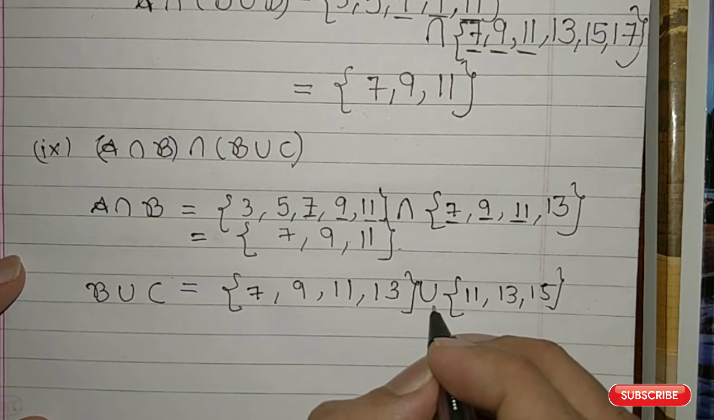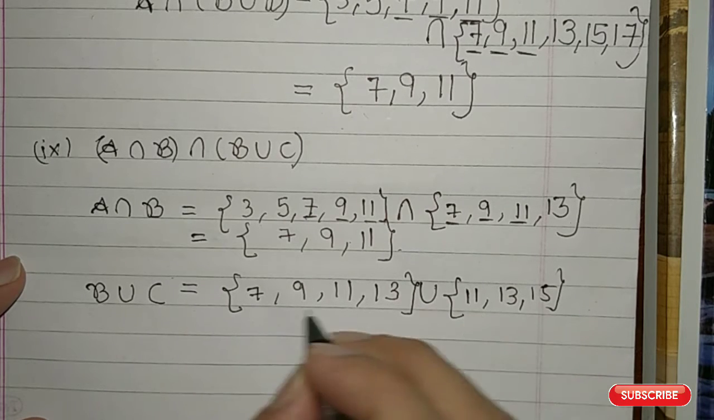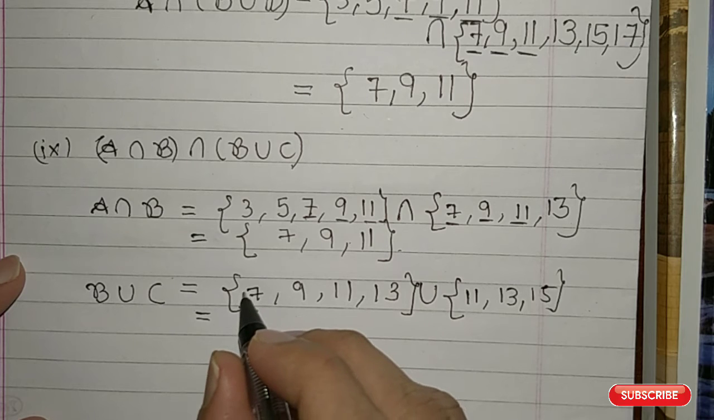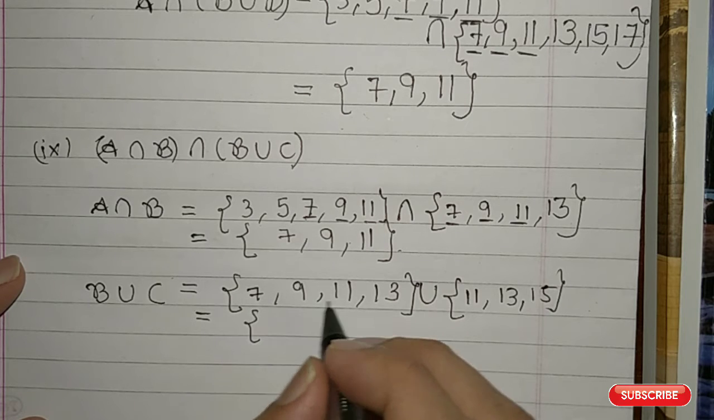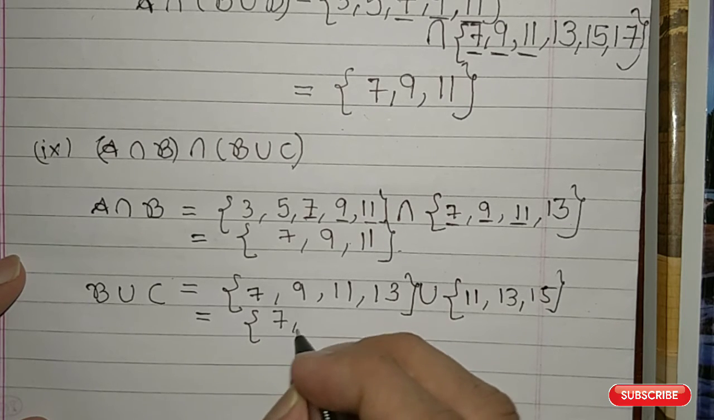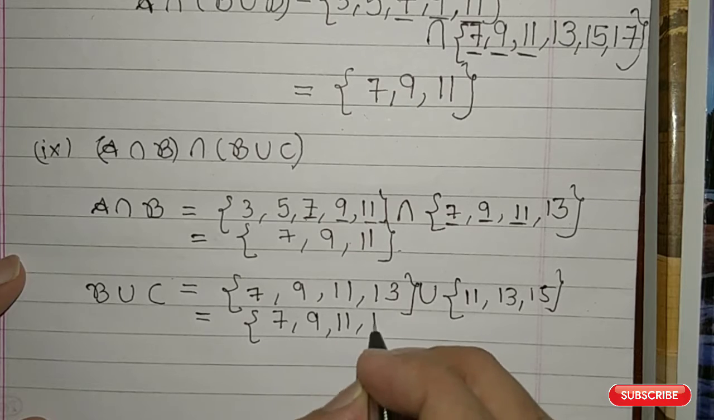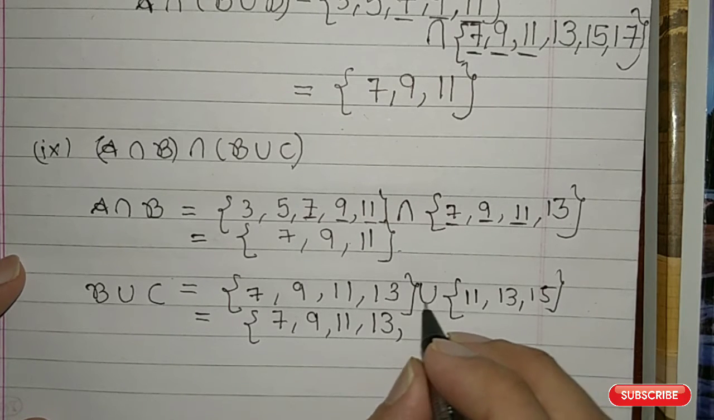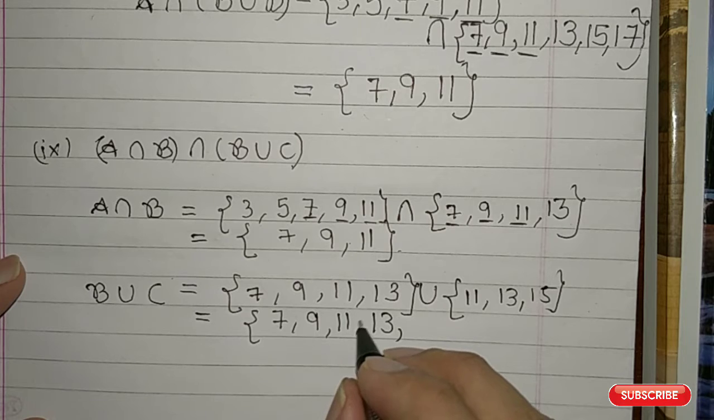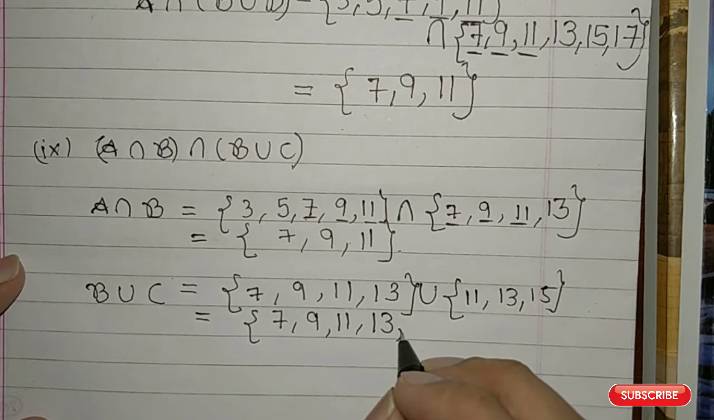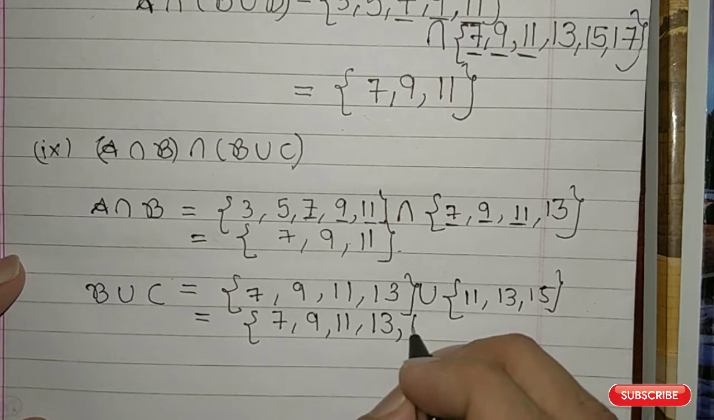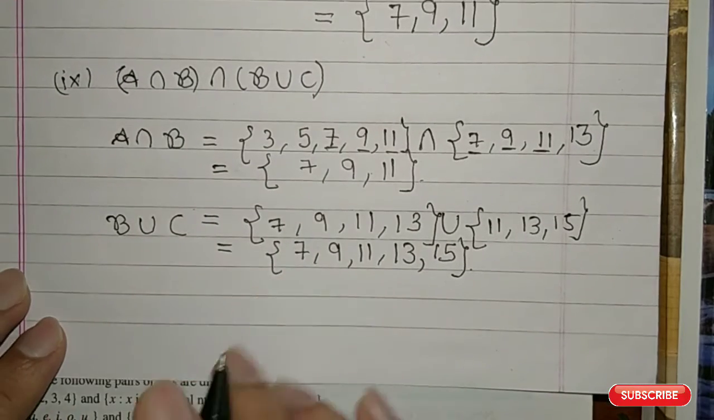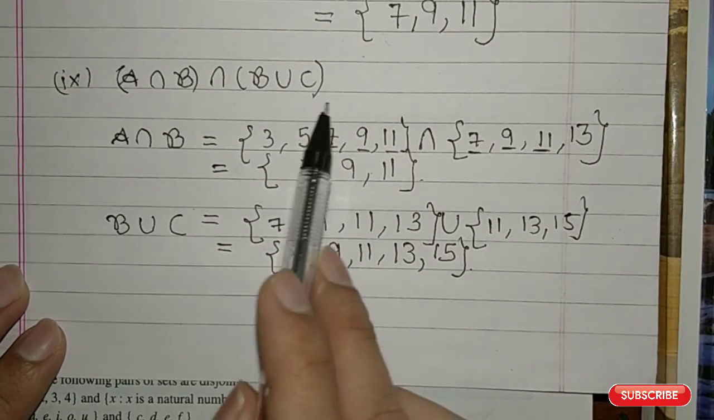Now here you have to take the union of these two sets. In the union, you have to write the elements of the first set first. So 7, 9, 11, 13, then you go to the second set. Now 11 is already written here, and 13 is also already written. So you have to write 15.